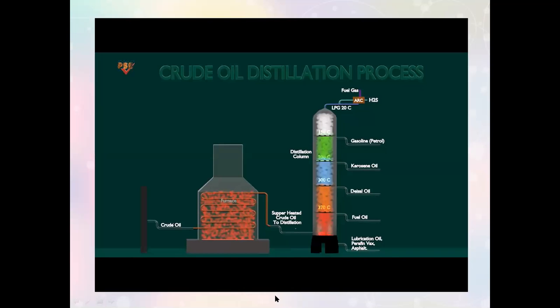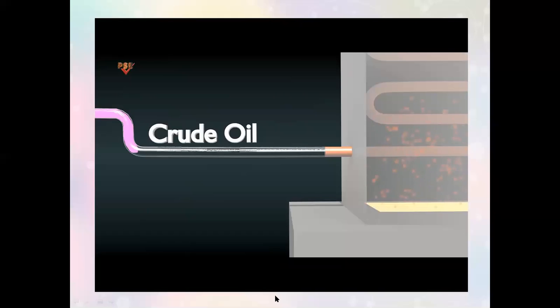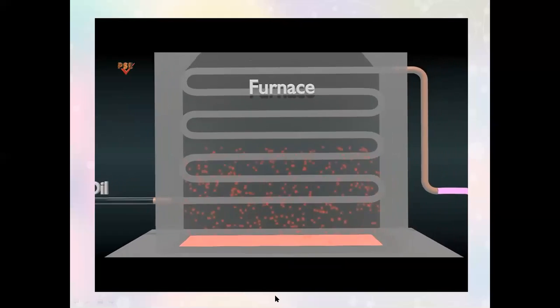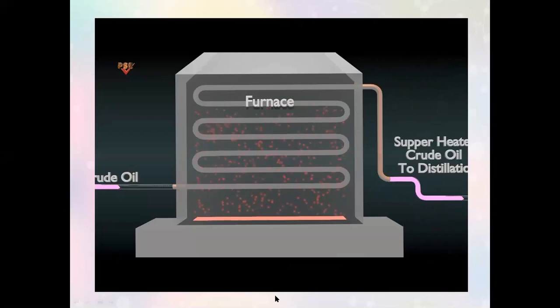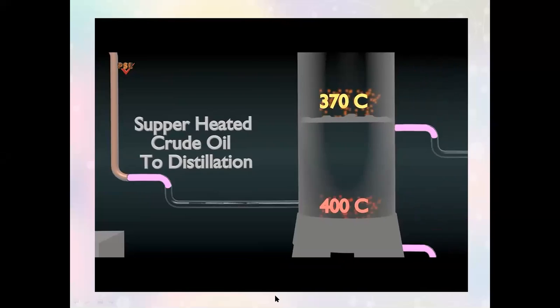To simplify the process, we consider one tower where the distillation process is taking place. The crude oil is supplied to a furnace before the distillation tower, where it is heated and vaporized and becomes the crude oil mixture. The vapor and liquid mixture is then fed into the bottom section of the tower.